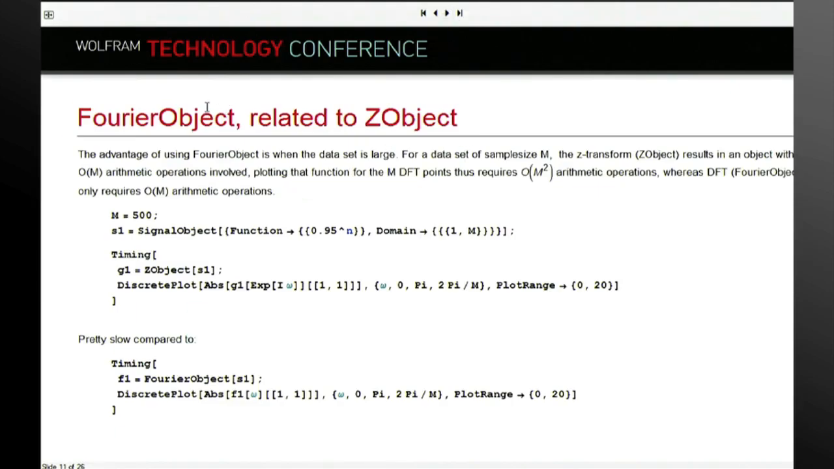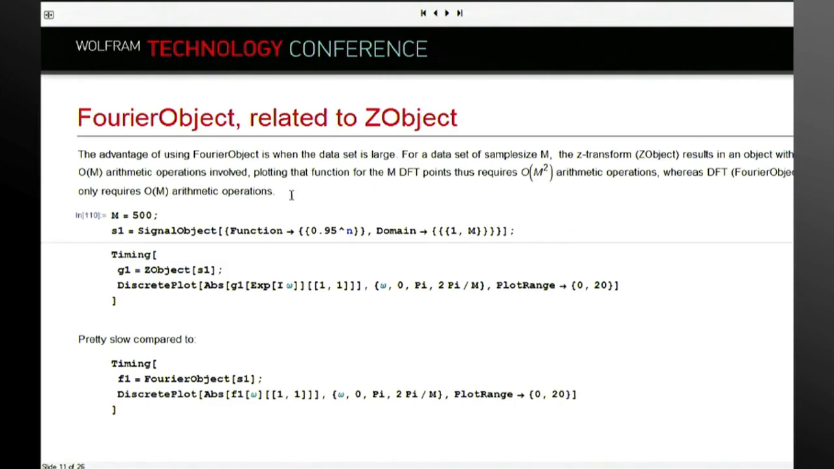We have what we call a Fourier object, which is closely related to the Z object, but sometimes it's good to have both. So this is just a small example to show that if we're interested to see the frequency contents in a signal, if we would use a Z object and just put z equal e to the power i of the frequency, we would have an increase proportional to the square of the length of our data sequence, compared to if we use this Fourier object, we are down to linear growth.